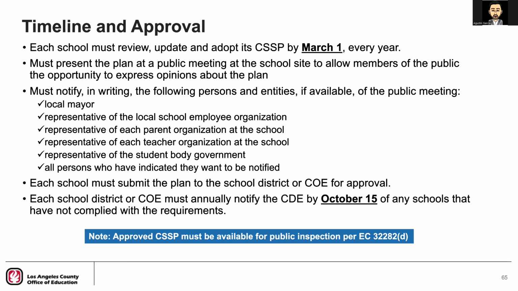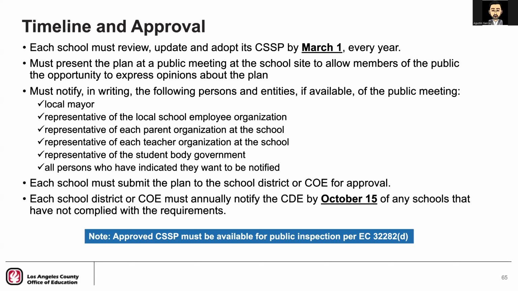The school safety plan must be submitted to the school district for approval. There's no specific deadline in statute for school district or COE approval of the plan. However, the CDE recommends that plans be approved by the district or COE at the next board meeting after approval by the school, or as soon as practical, before October 15th. School districts and COEs must also notify the CDE by October 15th of each year of any schools that have not completed these requirements.